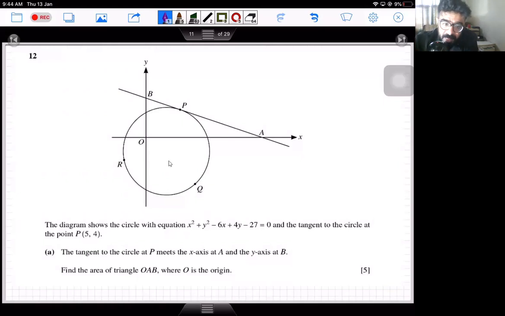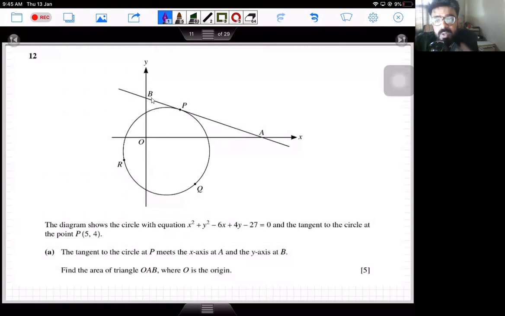So obviously, in order to find the area of this triangle OAB, this triangle is a right-angled triangle where the base is OA and the height is OB. So half times base times height. So obviously you need the length of OB and the length of OA. And for that purpose, obviously you need the coordinates of A and B respectively.